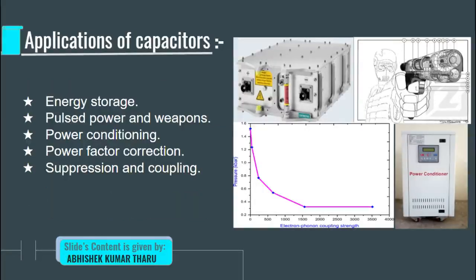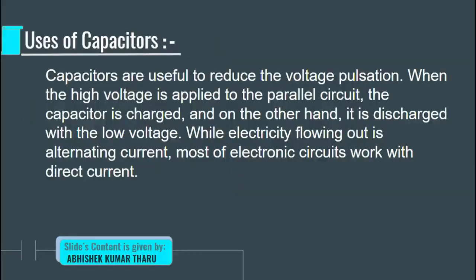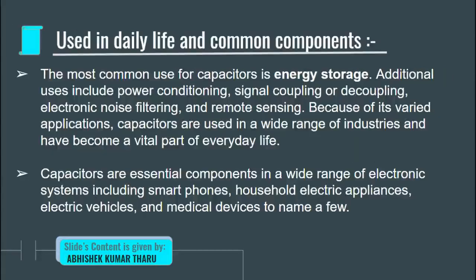Applications of capacitors: they are most commonly used in energy storage, pulsating power, power conditioning, power factor correction, and suppression of coupling, as you can see in the figure. Uses of capacitor: it is used in pulsating. Basically how it is done: when a high voltage is applied in a parallel circuit, the capacitor is charged. On the other hand, it is discharged with the lower voltage. When the electricity flows out, it is alternating current. Most electronic circuits work with alternating current.